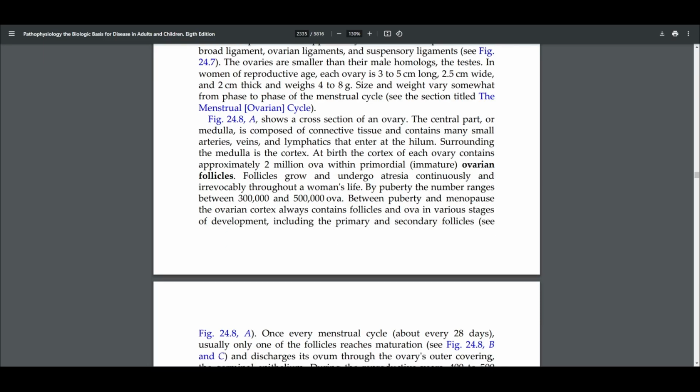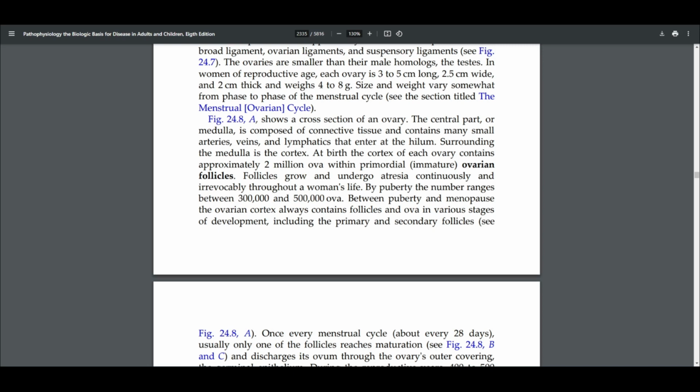The central part, or medulla, is composed of connective tissue and contains many small arteries, veins, and lymphatics that enter at the hilum. Surrounding the medulla is the cortex. At birth, the cortex of each ovary contains approximately 2 million ova within primordial ovarian follicles. Follicles grow and undergo atresia continuously and irrevocably throughout a woman's life. By puberty, the number ranges between 300 to 500,000 ova.